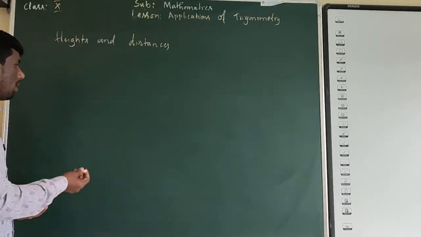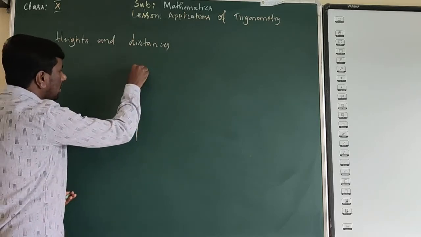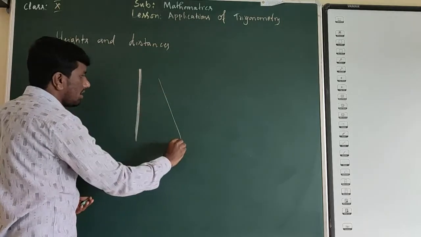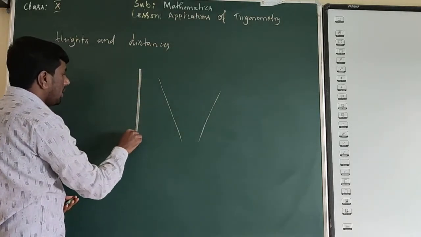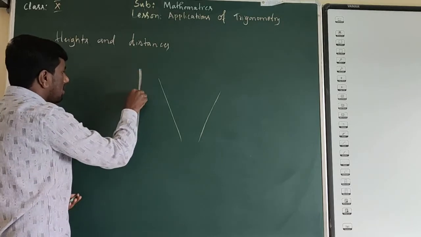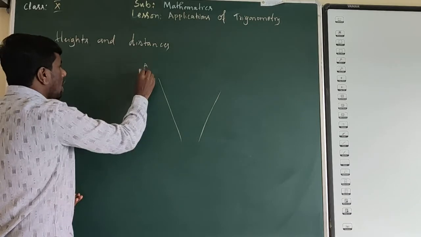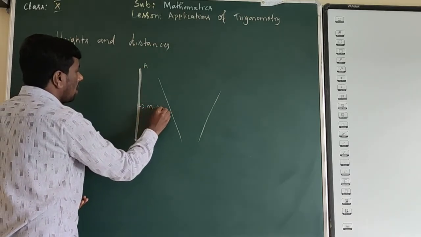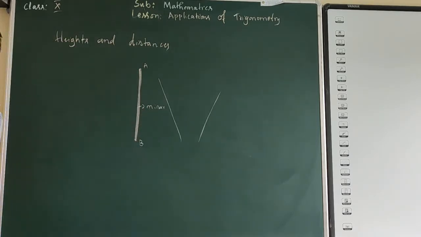You know that the Qutub Minar is vertical. It is constructed vertically, it is not constructed tilted. So let me take this straight line as the Qutub Minar. Let me take this as the top of the minar. This is the bottom of the Qutub Minar.